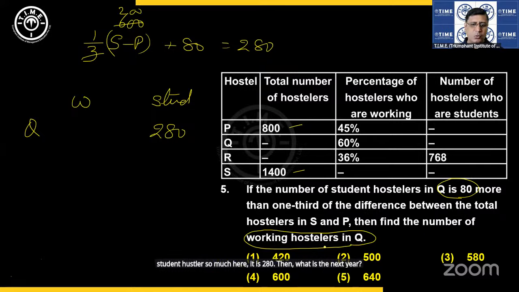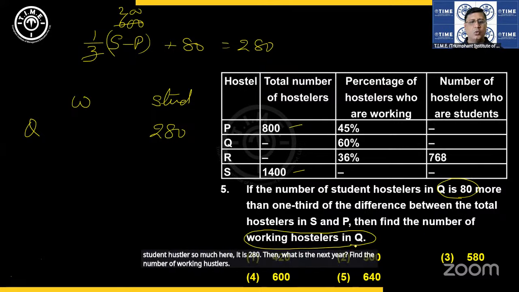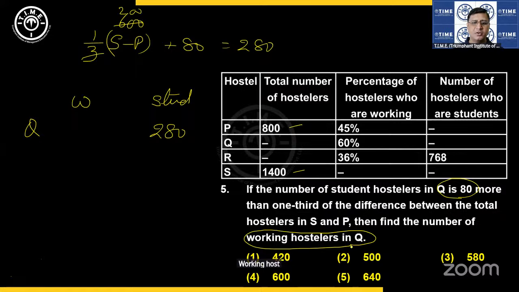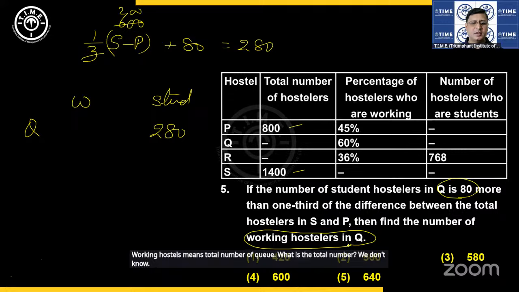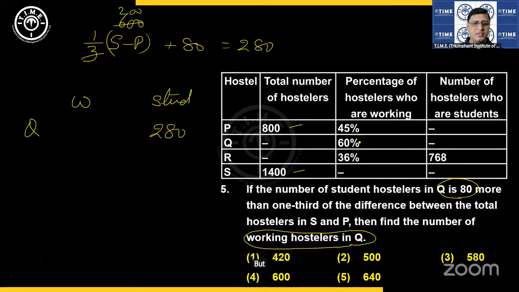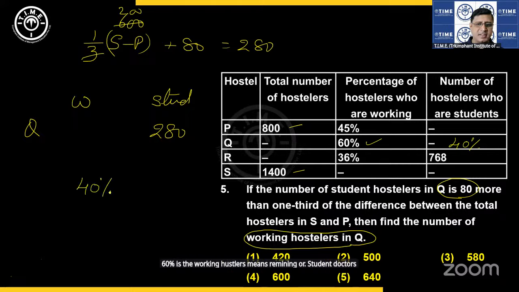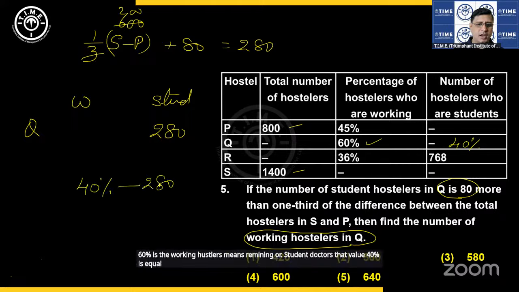Then what is next? Find the number of working hostlers. Working hostlers means the total number in Q. What is the total number? We don't know. But here, what is given? The working hostlers value is given. 60% are working hostlers, which means the remaining are student hostlers. That value, 40%, is equal to 280.